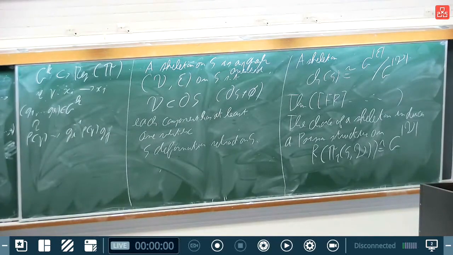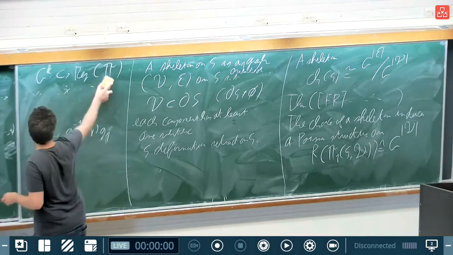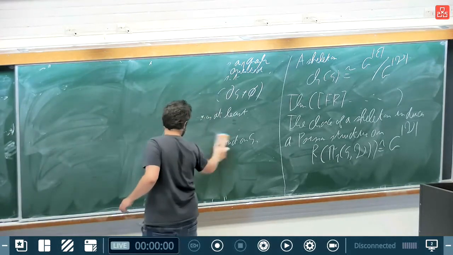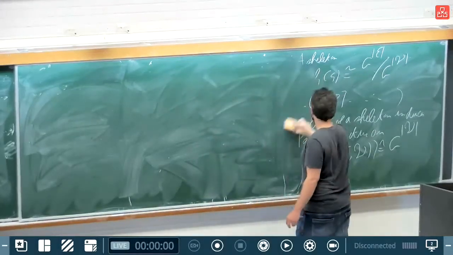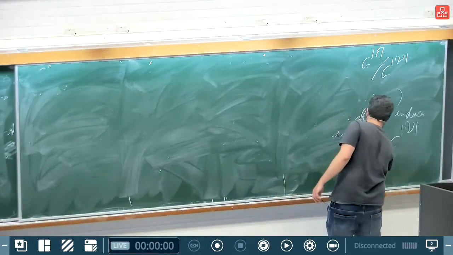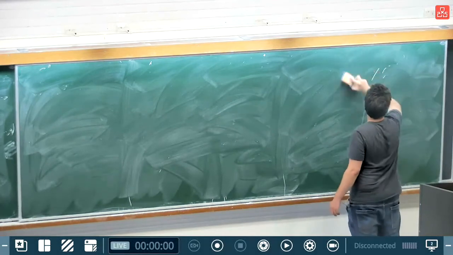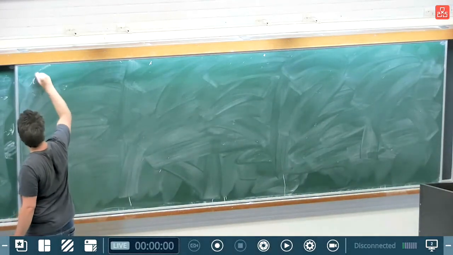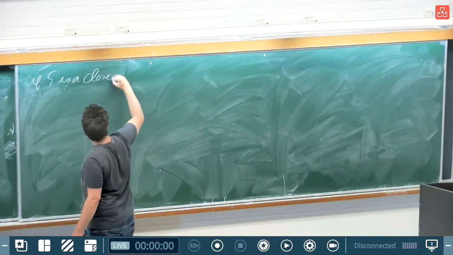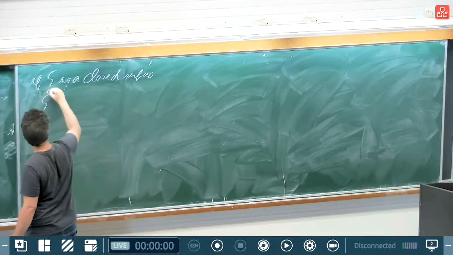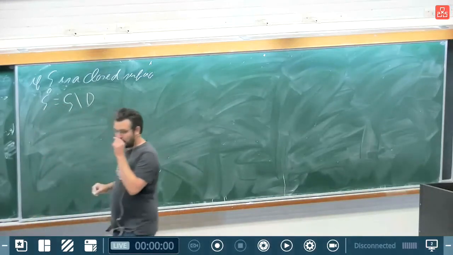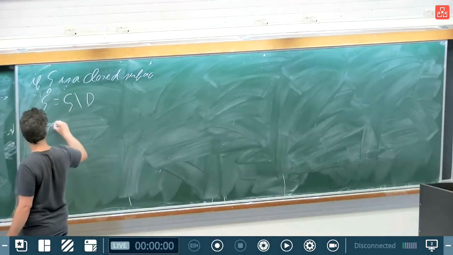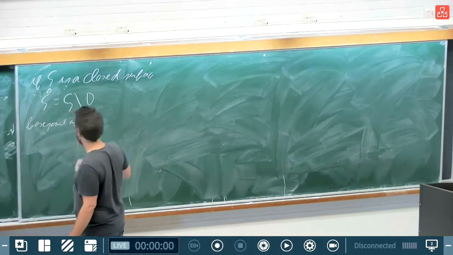So finally, last but not least, how do we go from that to closed surfaces? Now if S is a closed surface, and as usual, I take S naught to be S minus a disk. And I choose a base point on the boundary.